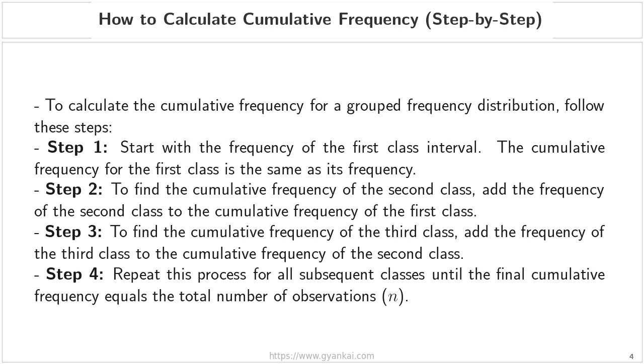Finally, step 4, you simply repeat this additive process for all the remaining classes in your table. You keep adding the next frequency to your running total until you reach the very end. A great way to check if you've done this correctly is to ensure that your final cumulative frequency is exactly equal to n, which represents the total number of observations in your entire dataset. In the next few slides, we are going to put this exact method into practice using a real-world example of student test marks.